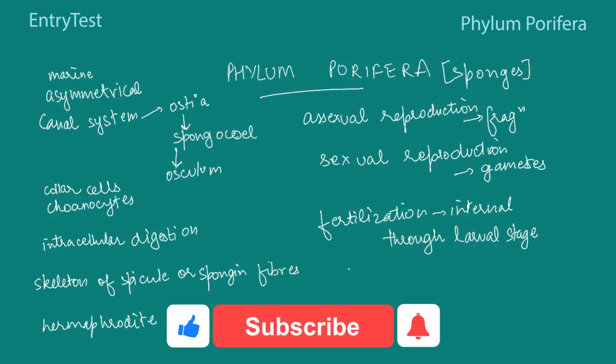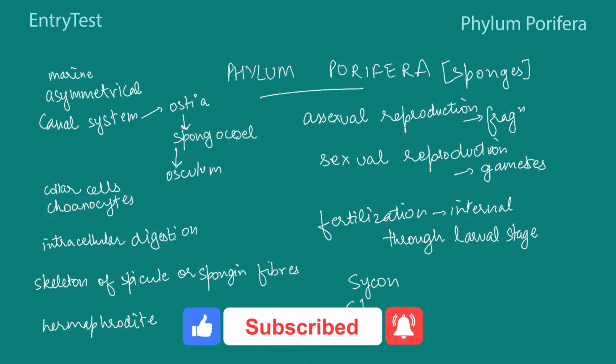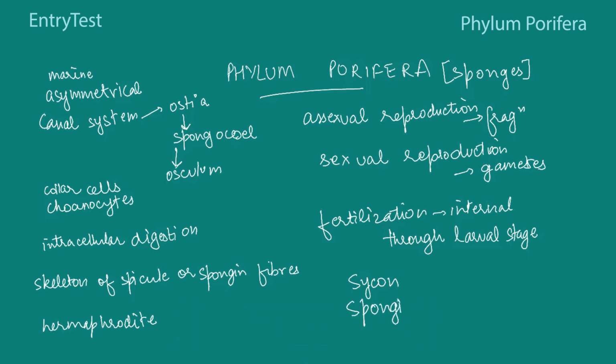Common examples of phylum Porifera include Sycon, Spongilla, which is a freshwater sponge, and Euspongia, which is the bath sponge that is used commonly. So these are the examples, and just quickly let's revise through phylum Porifera.